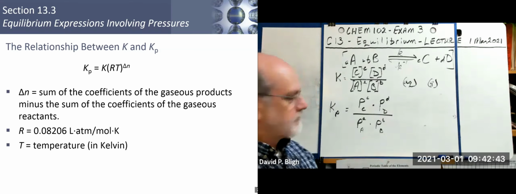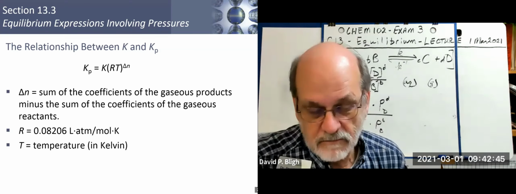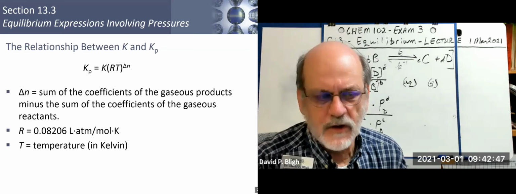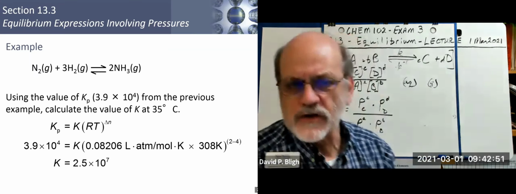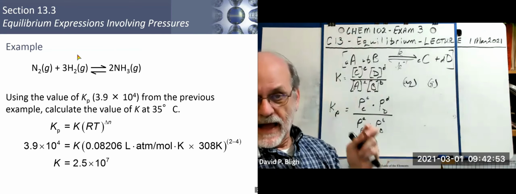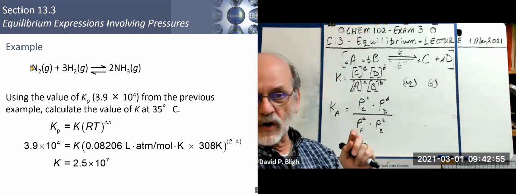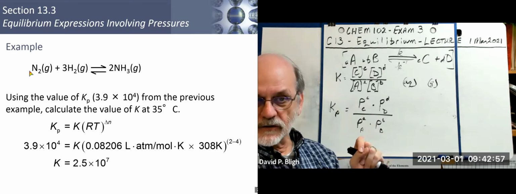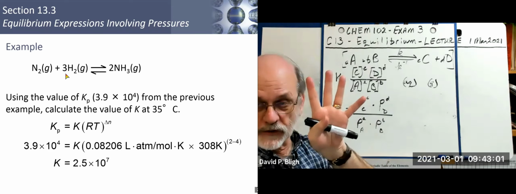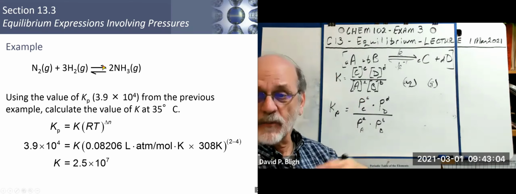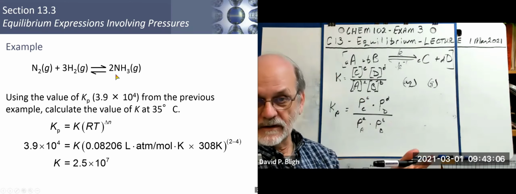So we're going to use this as an example. Let me go to the next slide. Yeah, we're going to use that same Haber, and we notice that the total moles of reactants is 1 for nitrogen and 3 for hydrogen, which is 4, right? Total 4 moles of gas, and we end up with 2 moles of gas on the product side.